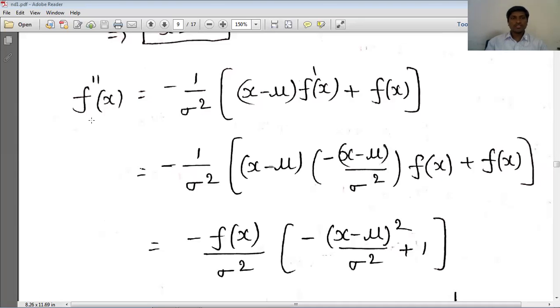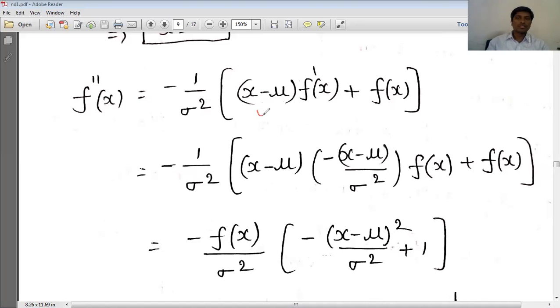Continuation of the last video. So here double derivative we are applying for the function f of x. So f double dash of x is equal to minus 1 by sigma square [x minus mu into f dash of x plus f of x]. Okay, so here we applied the uv formula, right?